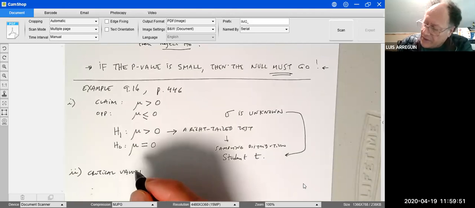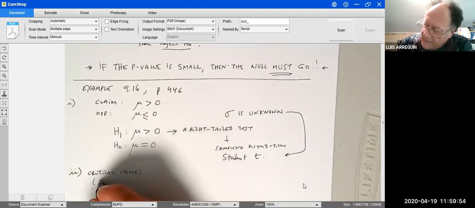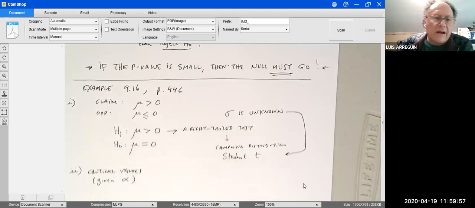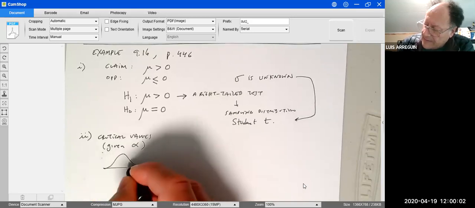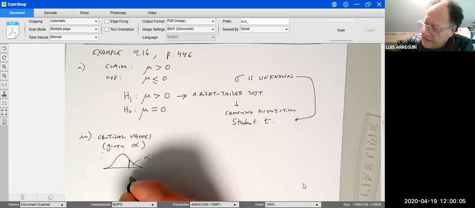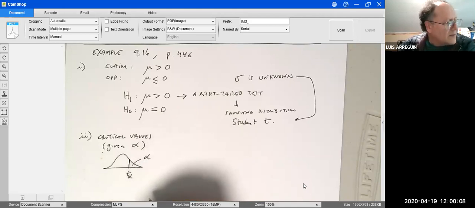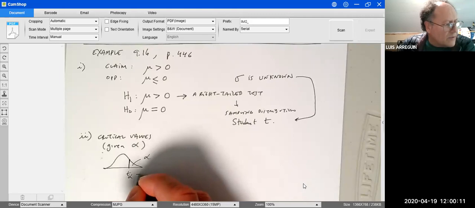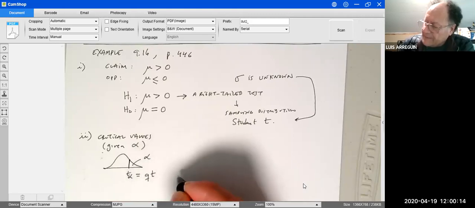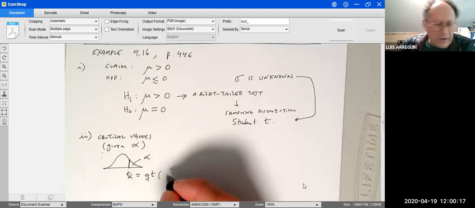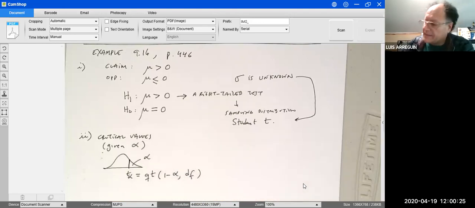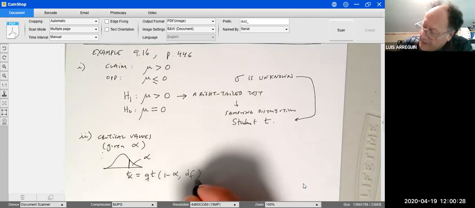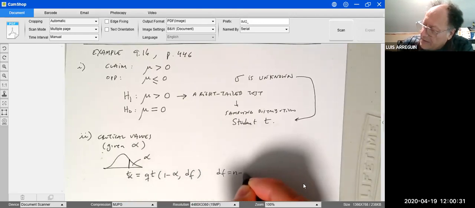So the critical values are obtained from alpha. Given alpha, in this case, it's a right tail test, so we're going to have something like this. This is alpha, and I need to know this T alpha. This T alpha is going to be just Qt, and then we're going to need to use 1 minus alpha, and then degrees of freedom. Don't forget that. The degrees of freedom is going to be n minus 1.